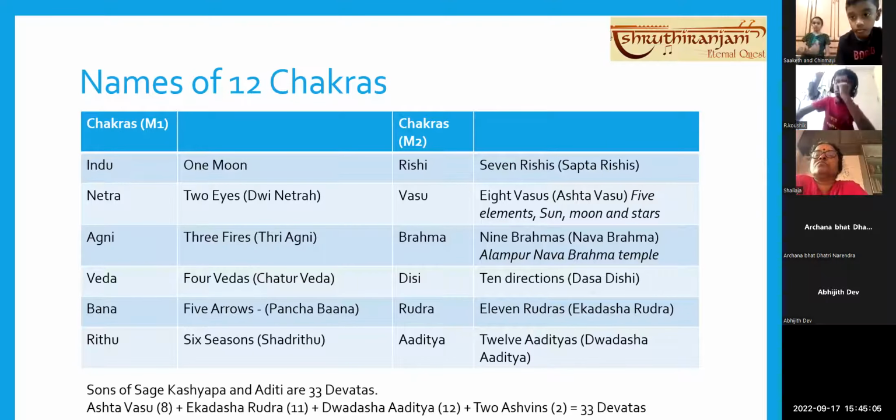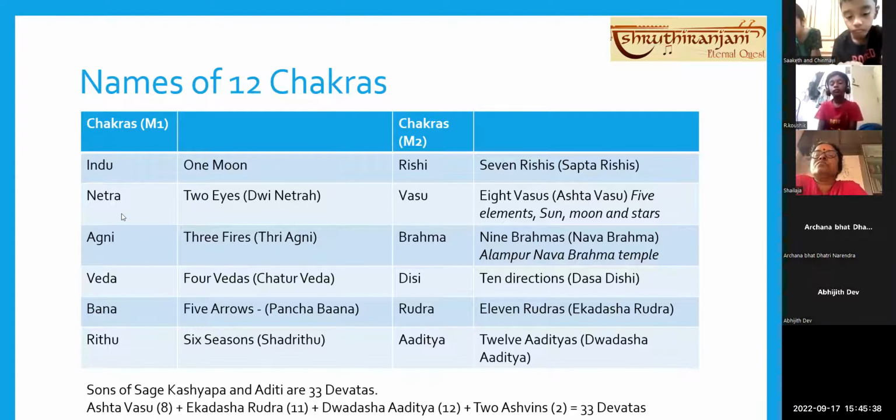Ashtavasu 8. Ekadasha Rudra 11. That makes it 19. Dvadasha Aditya, which is 12. Right? 19 plus 12 is 31. And 2 Ashwins. Right? Ashwini Kumaras. You know the Ashwini Kumaras. They are always a pair. 2 Ashwins. So 31 plus 2, 33 Devatas. Okay. So they have used Ashtavasu, Ekadasha Rudra, and Dwadasha Aditya in the Melakarta names, the chakra names.